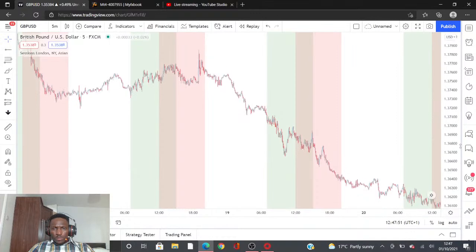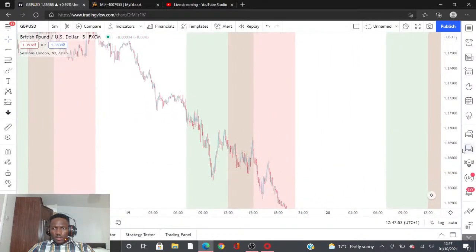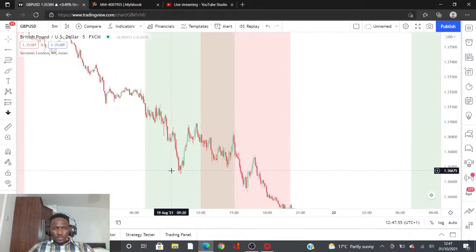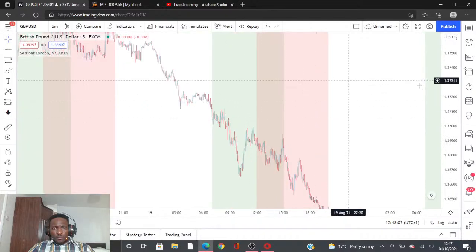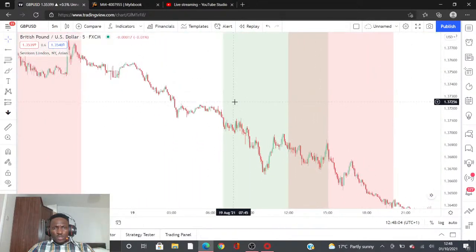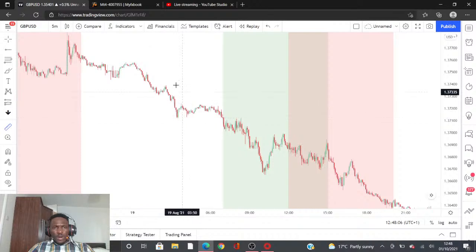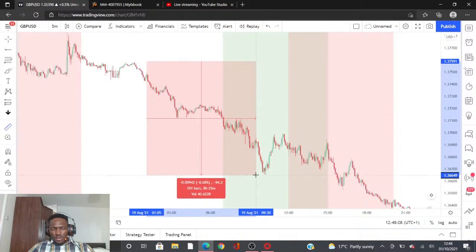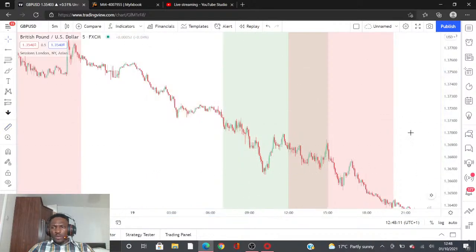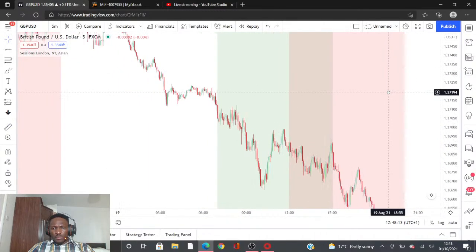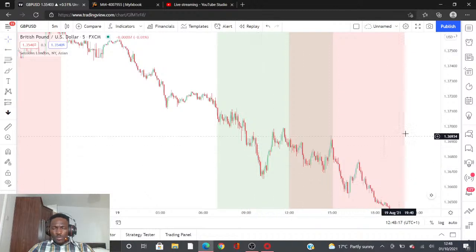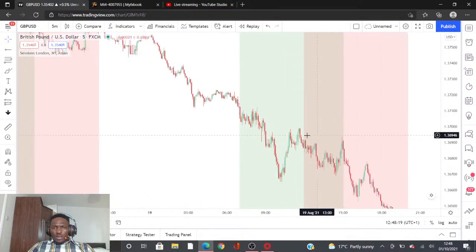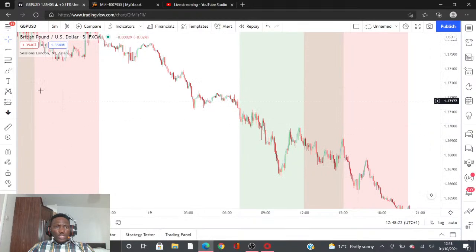Okay, got the first one here. This is not so much of a clear one, but let's look at the pip range of this market. I think this is the one I'm talking about. This happened, I think, a couple of weeks ago, 19th August. I remember this trade because I took it. So we're talking about the pip range.